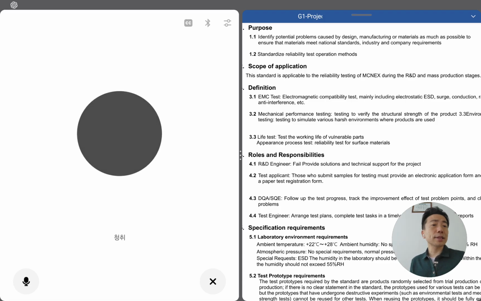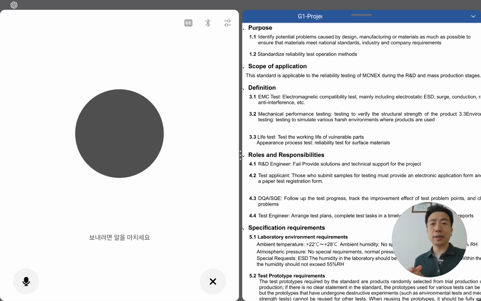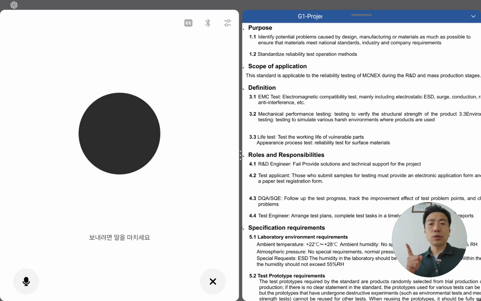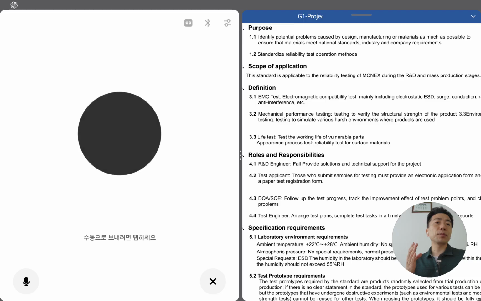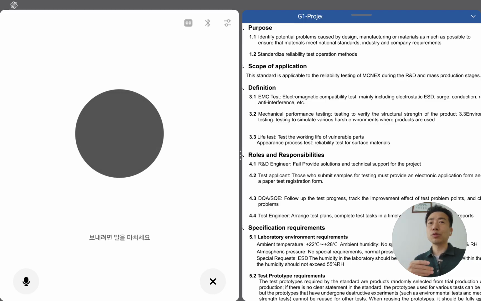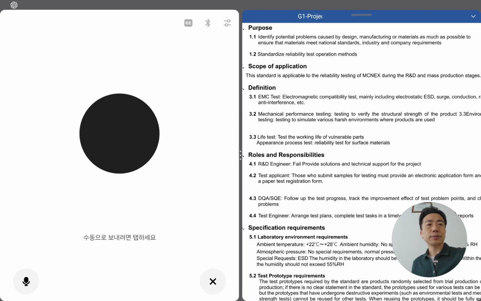No. Let's get back to our agenda today. Please, I want to read 3.2, 3.3 part, I mean definition part. Go ahead. Please speak out loudly to improve my hearing skills. Okay, go ahead.